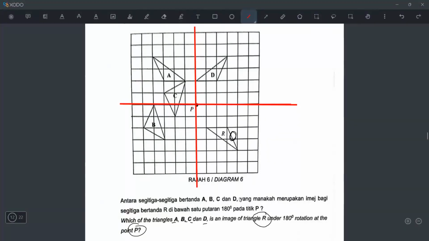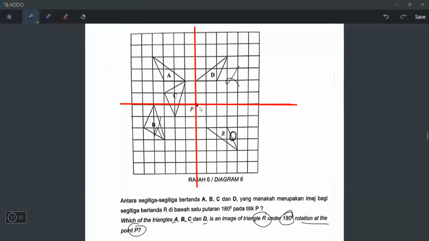Okay, now they say what? Which of the following is the image of R under 180-degree rotation? So what is 180-degree rotation? It means the image will sit here. So definitely the answer is not B, it's not D, it's either A or C. And if you use your common sense, you will know it's A. Let me tell you why.